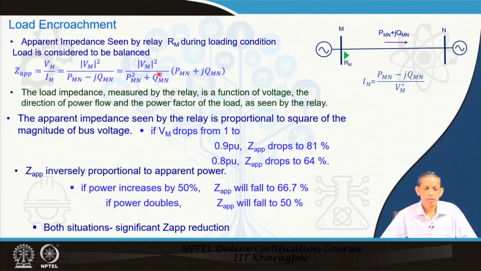So, this becomes twice of that one. This becomes 4 times and this becomes twice. So, only a factor of 2 will be there. That leads to 50%, 0.5. So, in both situations, when voltage dips or power flow increases, we see that the Z apparent significantly reduces.